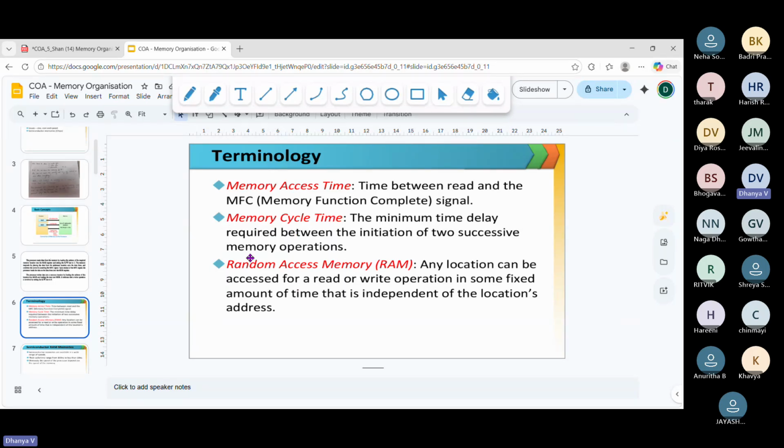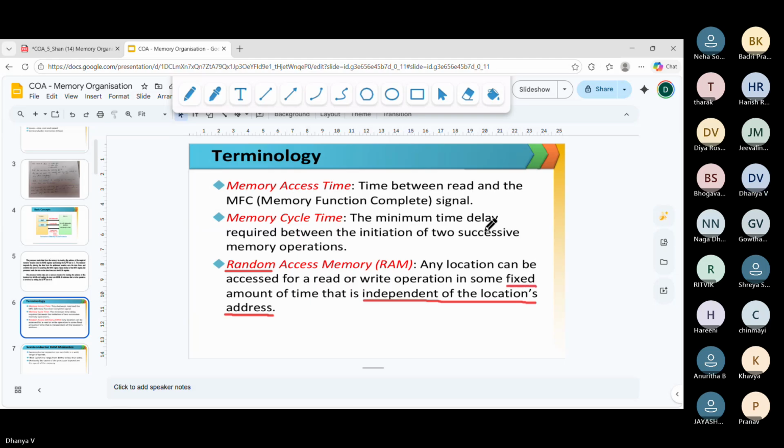Then we all know what RAM is. Any location can be accessed independent of the location's address. Independent of the location's address is very important. So the access time for accessing any data in your RAM is the same. It doesn't depend on the location address. That's why it's the random access memory. So your access time is actually fixed for accessing any particular data in your RAM. Okay, is this part clear?